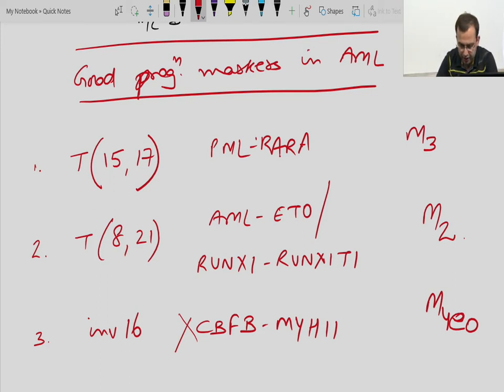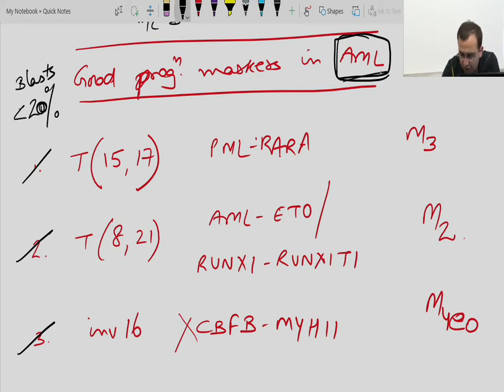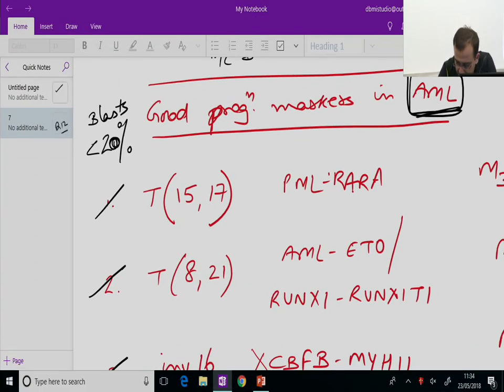Comfortable? Next point. Now what are we studying? We are studying AML. AML blasts should be more than or equal to 20%. That is the basic rule of making something an acute leukemia. Except in these three: if any one of these is present, even if blasts are less than 20%, the diagnosis is AML. Done. So you know translocation 15-17 is M3.